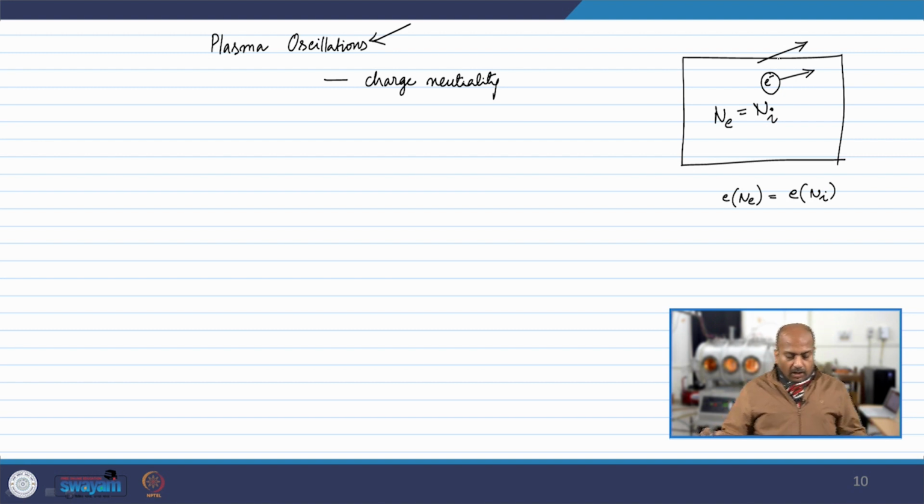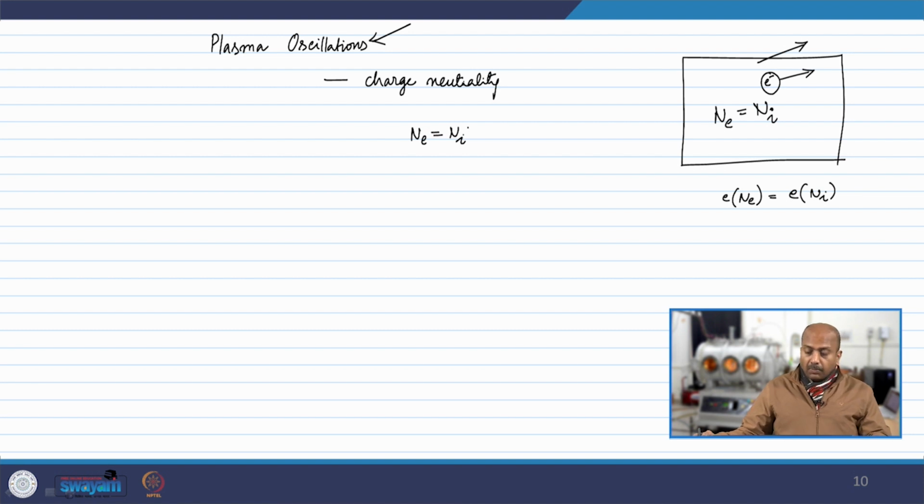Okay. So, consider a steady state plasma. What is steady state? When things are not changing with respect to time, we call that particular state the steady state, in which the total number of electrons is equal to the number of ions. They are neutralized by an equal number of ions.